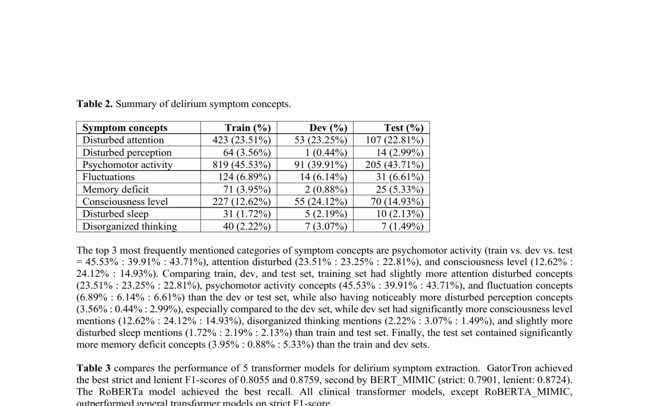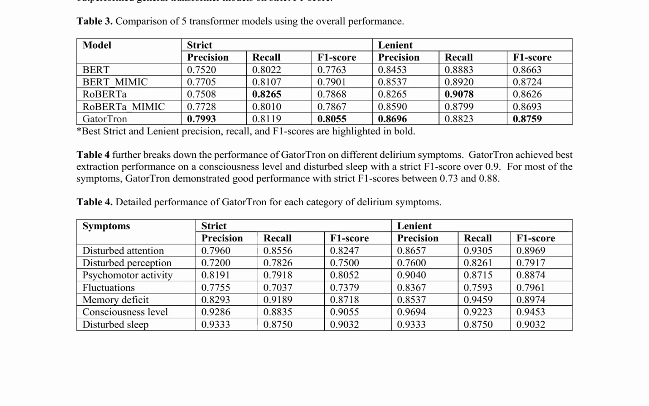Gatortron achieves the best strict and lenient F1 scores of 0.8055 and 0.8759, respectively, closely followed by BERT_mimic. RoBERTa achieves the best recall. Clinical transformer models, except RoBERTa_mimic, outperform general transformer models on strict F1 score. Gatortron's performance on different delirium symptoms is presented in Table 4.